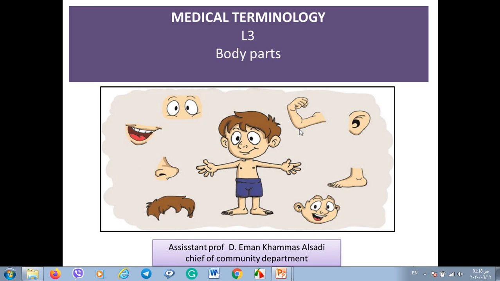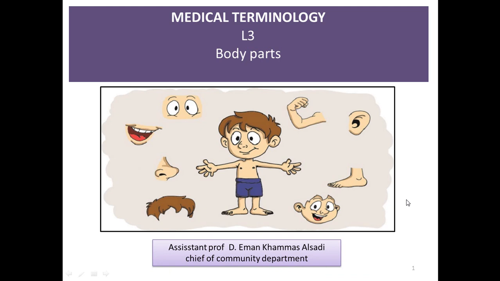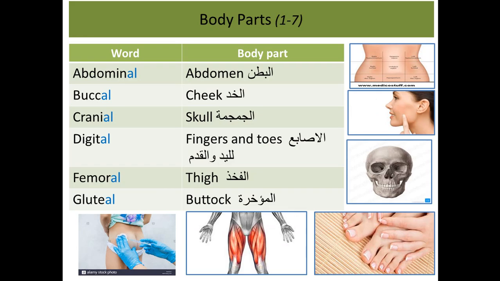We will talk today about body parts. This is the third lecture in the medical terminology series. What do you mean by medical terminology? We are talking about body parts. First of all, we have to know what's abdominal. Abdominal is the structure related to the abdomen. This is the abdomen, and any abdominal structure we mention means it is related to the abdomen.